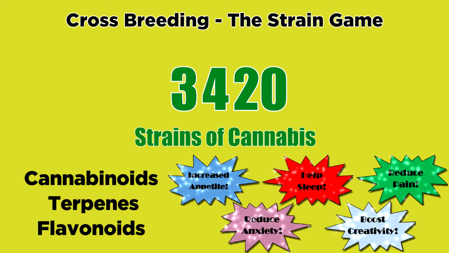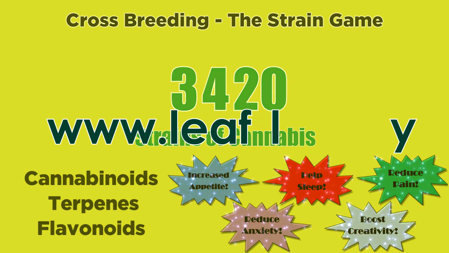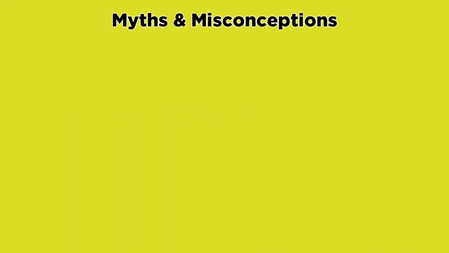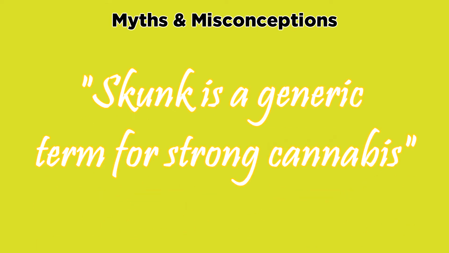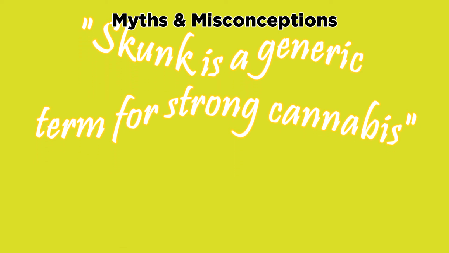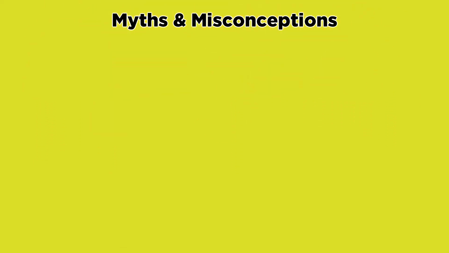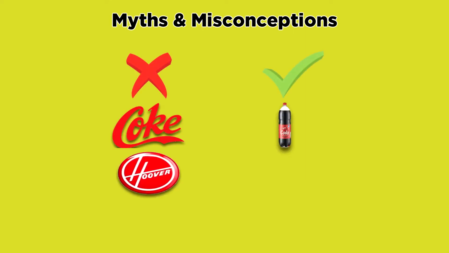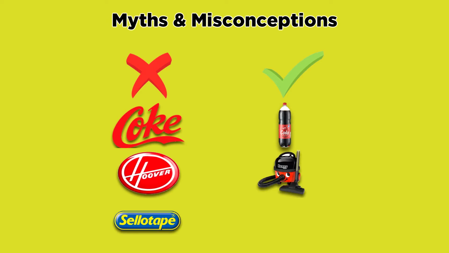If you haven't had a chance to check out Leafly.com, I strongly recommend you have a little look there to further your knowledge. So what we're going to do now is have a look at some myths and misconceptions and break those down. Skunk is a generic term given for any strong or potent cannabis. So it appears that skunk has become a generic term for any potent or strong cannabis. Much like in other parts of society where we say we want a Coke when we mean a cola drink, we're going to hoover up when we mean we're going to use the vacuum cleaner, and we need some sellotape when actually we need some sticky tape.